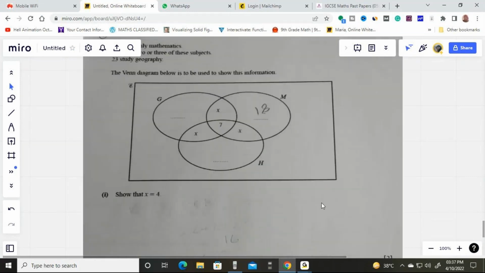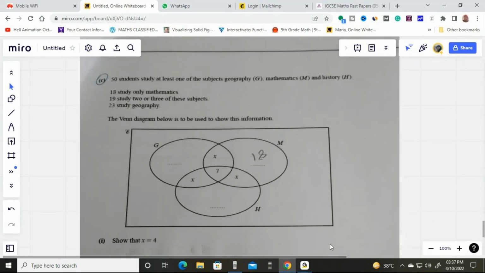Okay, now we are having some nice Venn diagram question here. There are 50 students, each of whom studies at least one of the subjects: geography, mathematics, and history. The cardinality of your universal set is 50. Let me write down here. The cardinality of your universal set is 50.